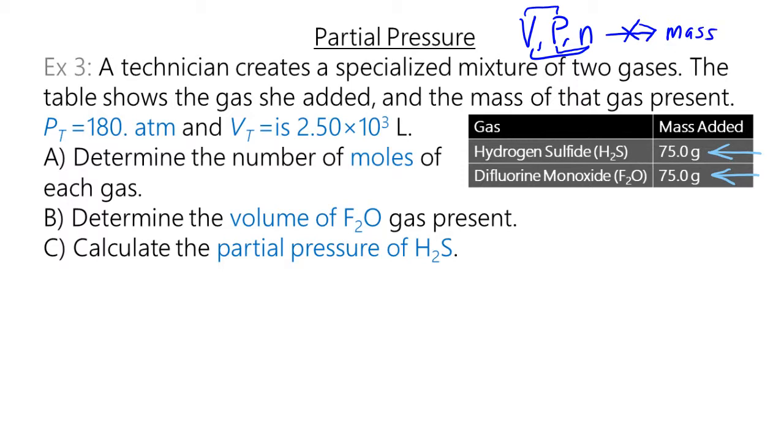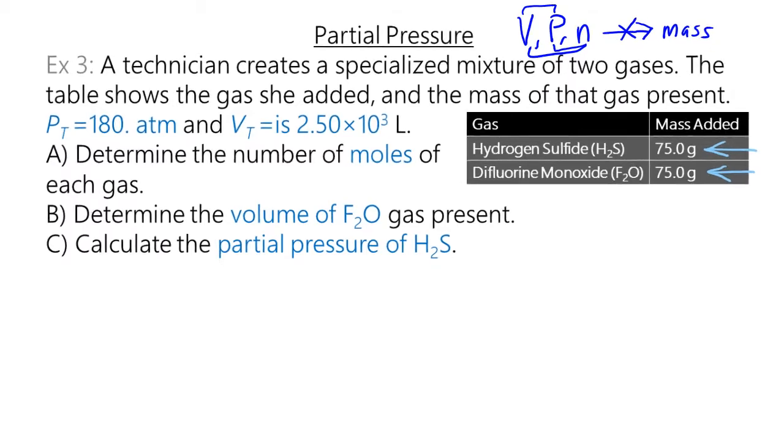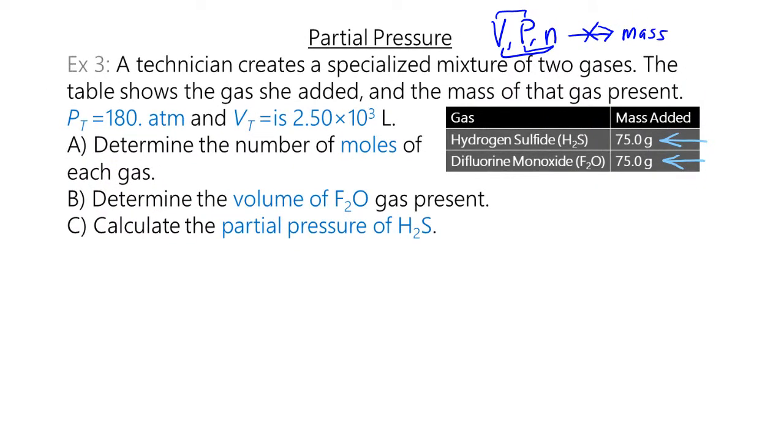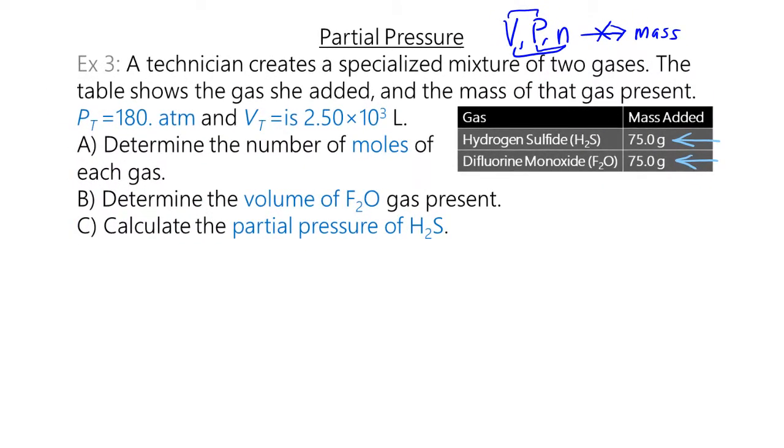The biggest thing you need to know is that when you're given mass and have to do a partial pressure problem, you need to find the number of moles of each. Always get moles, and as I say in my class, the mole is the goal. So, determine the number of moles of each gas first. That is how you would be successful with this problem.